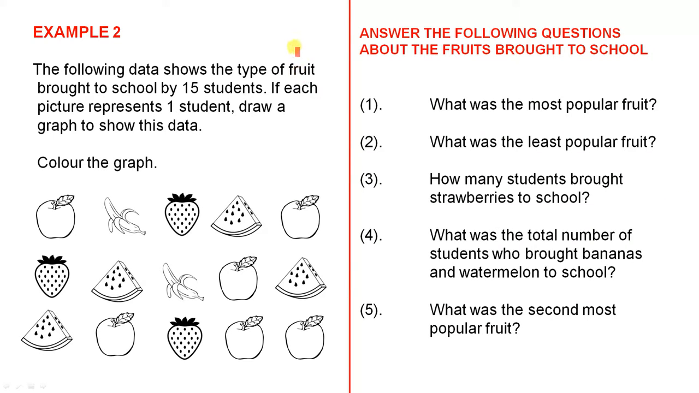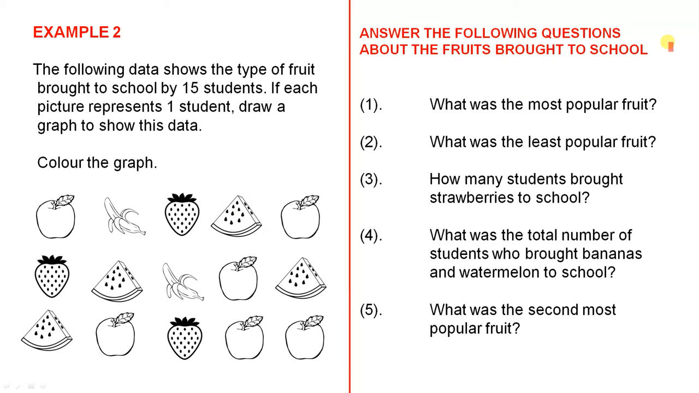Example 2. The following data shows the type of fruit brought to school by 15 students. If each picture represents one student, draw a graph to show this data. Colour the graph. So you just follow the same principles as we did on the last slide. Just guide the students how to do that, and I'm sure they won't have too much trouble.